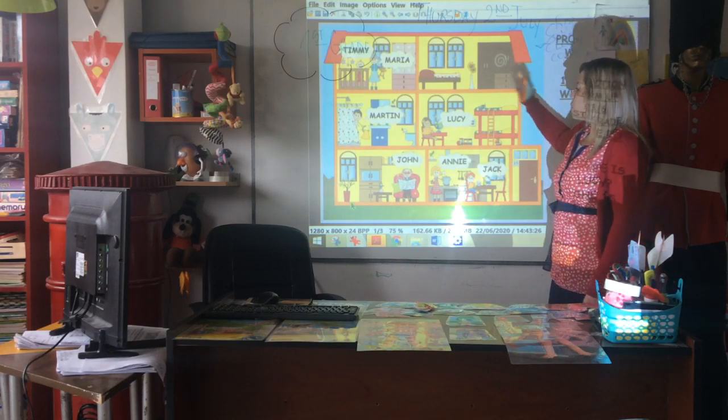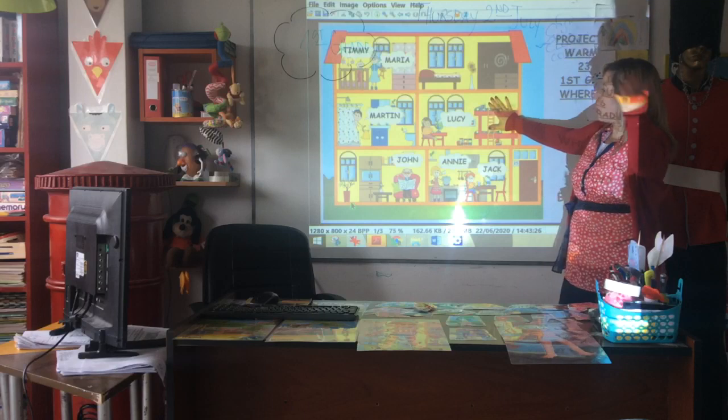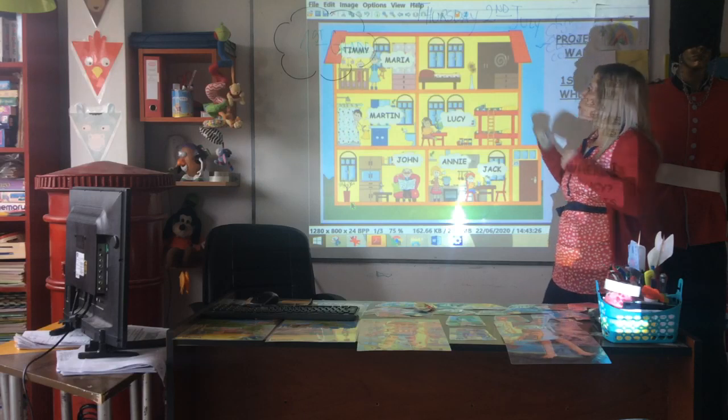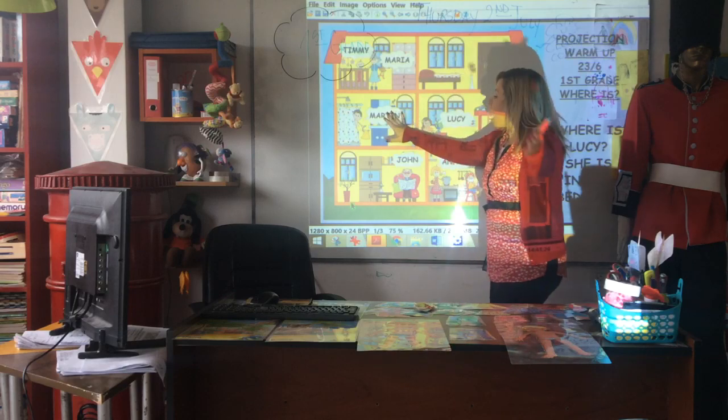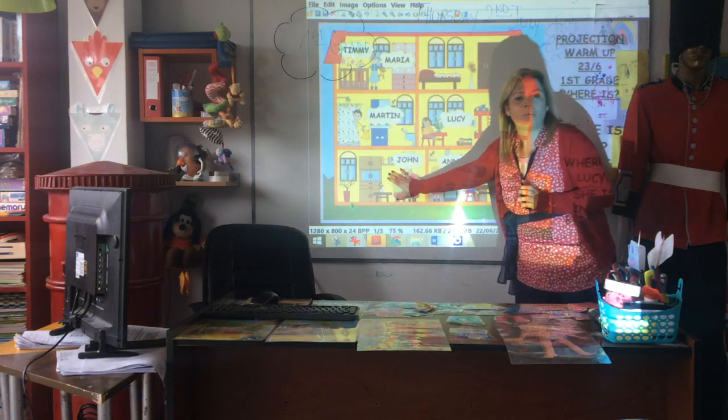Kitchen, repetition, ¿ok? Bathroom, and living room, ¿yes?